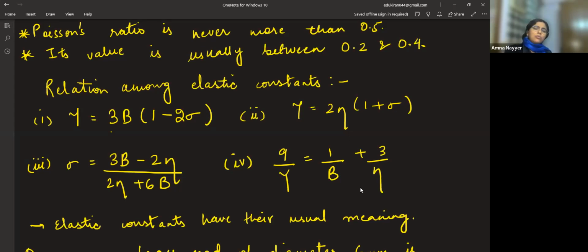So just write down these formula, Y is equal to 3B into 1 minus 2 sigma. Sigma means Poisson's ratio. Second is Young's modulus is equal to 2 eta into 1 plus sigma. Third is sigma is equal to 3B minus 2 eta divided by 2 eta plus 6B. Last is 9 by Y is equal to 1 by B plus 3 by eta. Write it down. This formula, do not use it directly in any of the questions. Solve it in the manner, the way we have studied. Okay. Write it down. Then one question we'll practice.